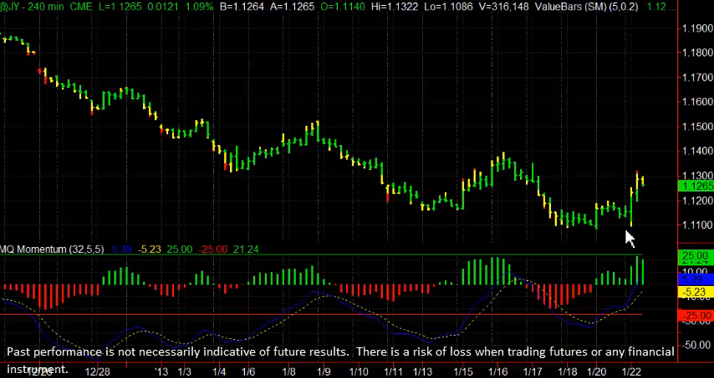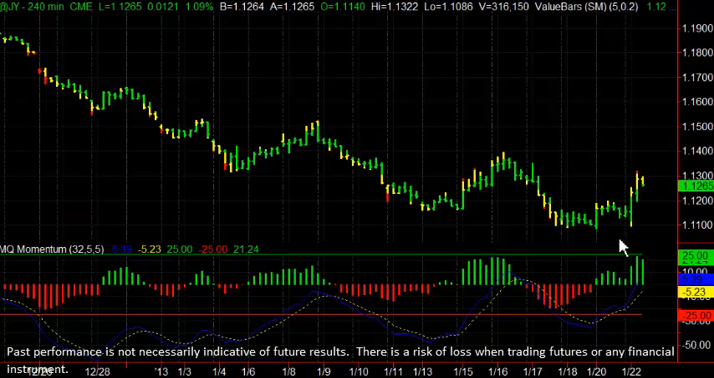But from a longer term perspective, looking at 240-minute charts here, we can see that the Japanese yen came down into moderately undervalued, and then the market rejected that and it started to trend higher. Now, as soon as it started to trend higher, I started to look for what I call momentum inflection points, but I had an outlook really formed from the value bars here and the MQ momentum indicator combined with each other.